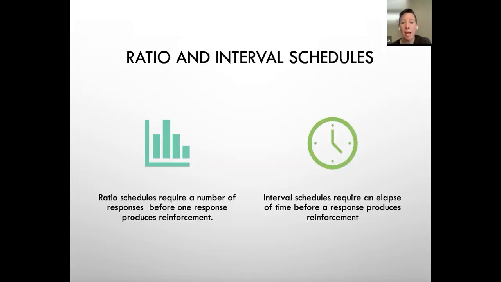So looking at the difference in that, when we talk about ratio and interval schedules, ratio schedules require a number of responses before one response produces reinforcement. Interval schedules require an elapsed time. Here's the kicker and the key word, before a response produces reinforcement. So if the scenario doesn't have a response, then that's not contingent reinforcement. It's not a schedule of reinforcement, it's non contingent reinforcement.